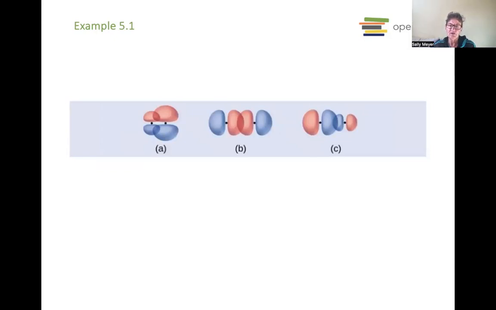So this is just showing you a picture, and I think it's one of the examples in the text where you're supposed to identify what kind of bond would form. So in A, you're going to get a pi bond. In B, you're going to get a sigma bond. And in C, you're going to get a sigma bond.